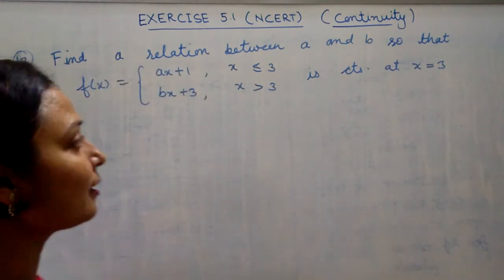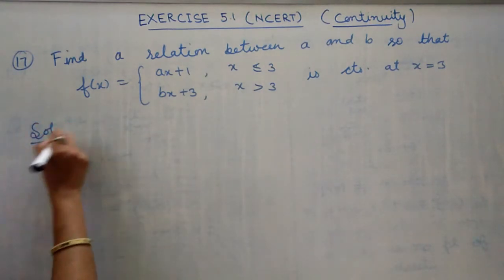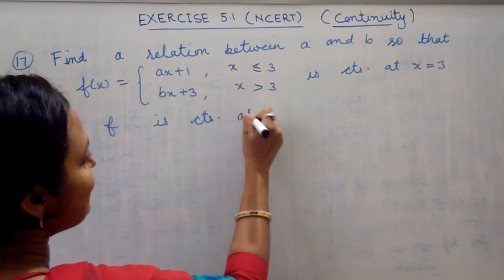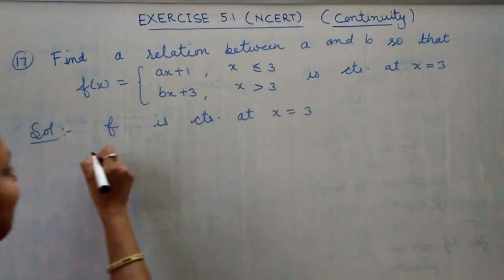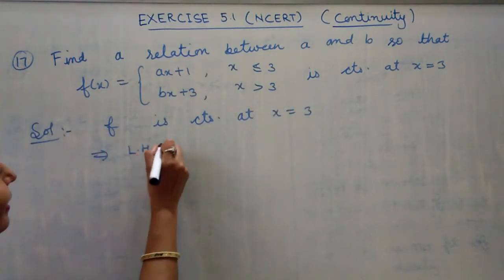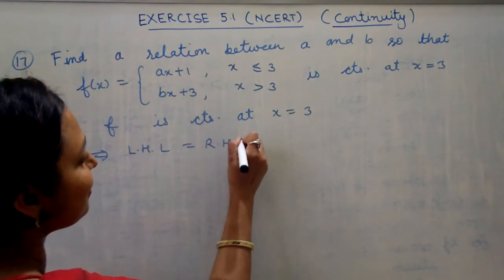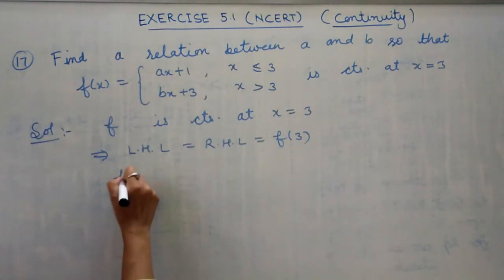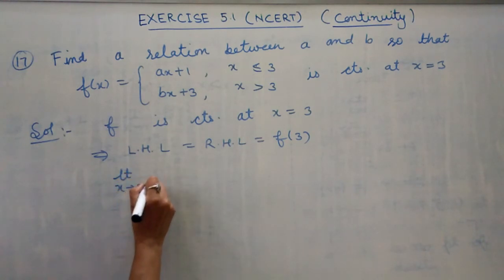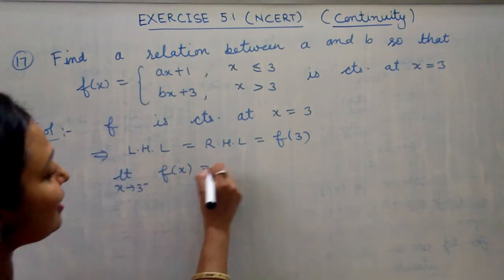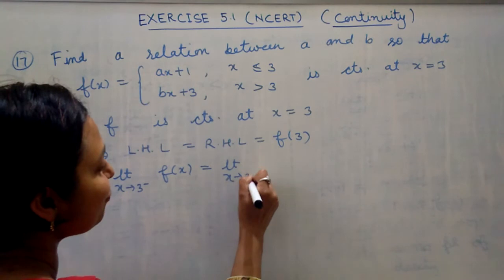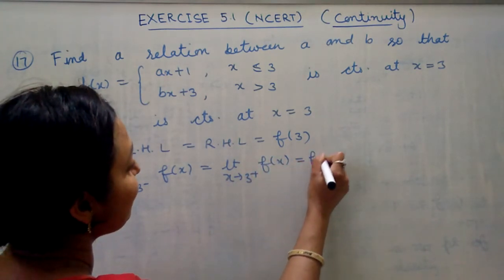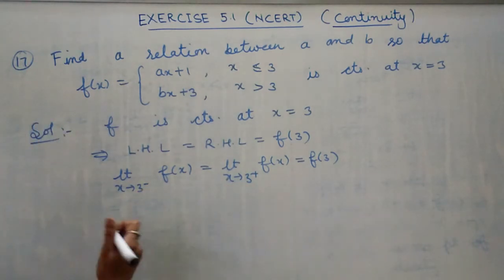How can you find the relation? By using the definition. f is continuous at x equals 3. This means left hand limit equals right hand limit equals f of 3, right? Take the left hand limit: limit as x approaches 3 negative of f(x) equals limit as x approaches 3 positive of f(x) equals f of 3. So I will put the values of these three terms.